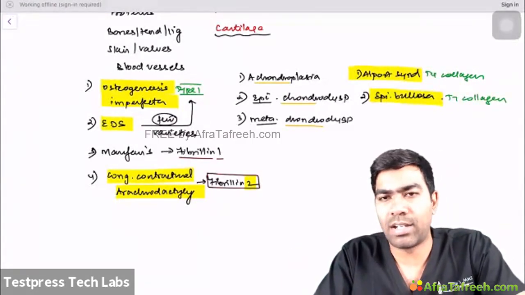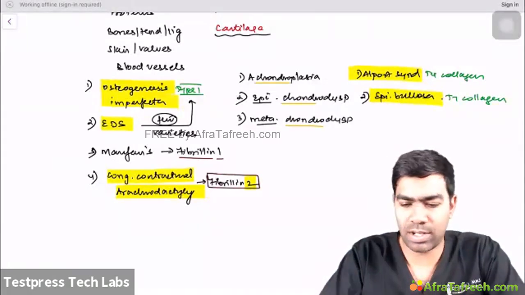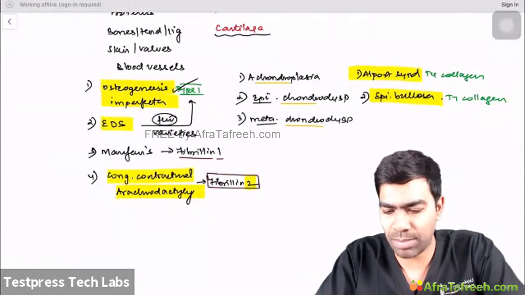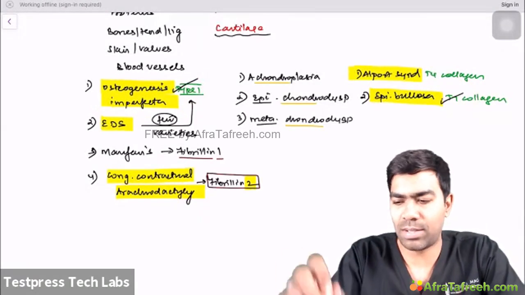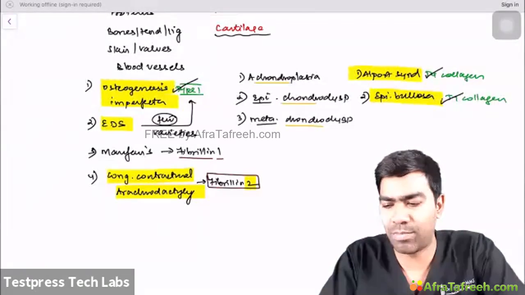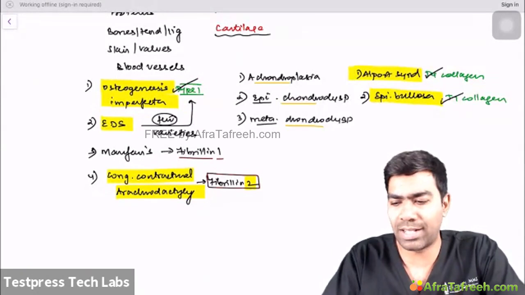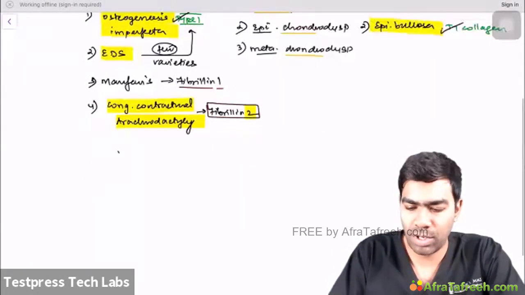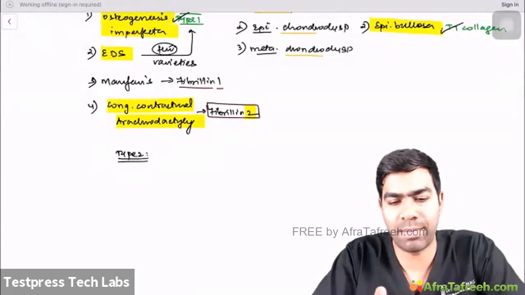So let us see the problems with other types of collagen as well. For example, we have seen type 1 collagen, the best example, osteogenesis imperfecta. Then we have seen type 7 collagen, the best example is epidermolysis bullosa, and type 4 collagen, the best example is Alport syndrome. So what are the problems with other types of collagen? For example, if I ask you, what is the disease associated with type 2 collagen? Can anyone answer? Type 2 collagen. So what are the diseases?